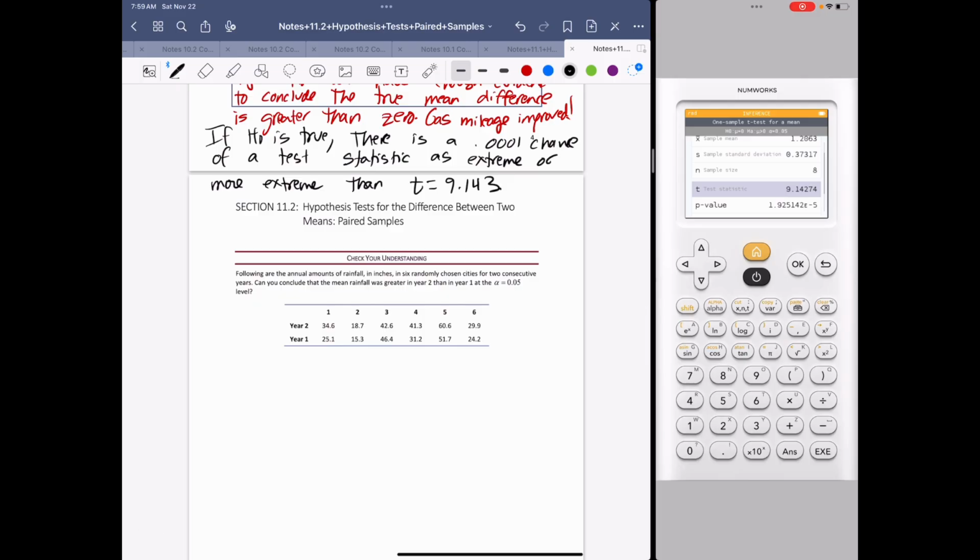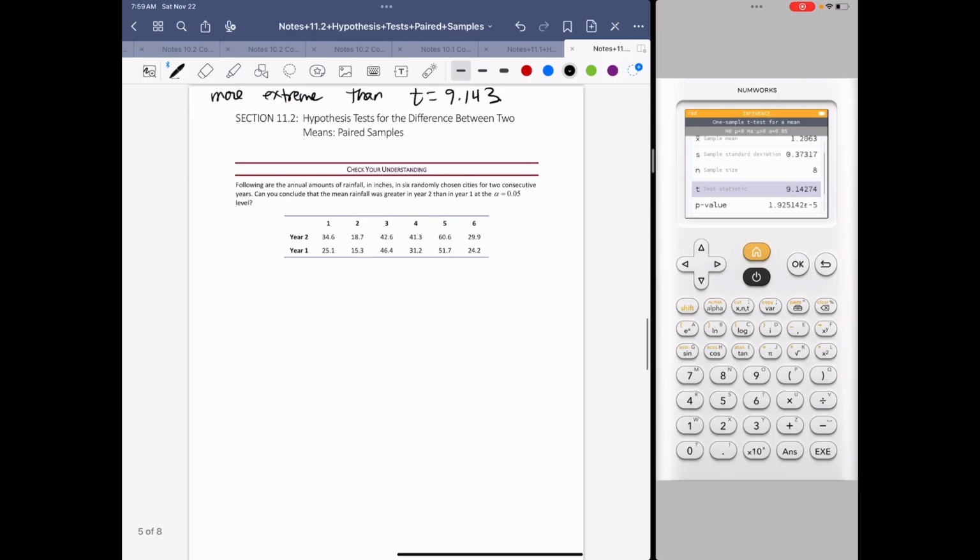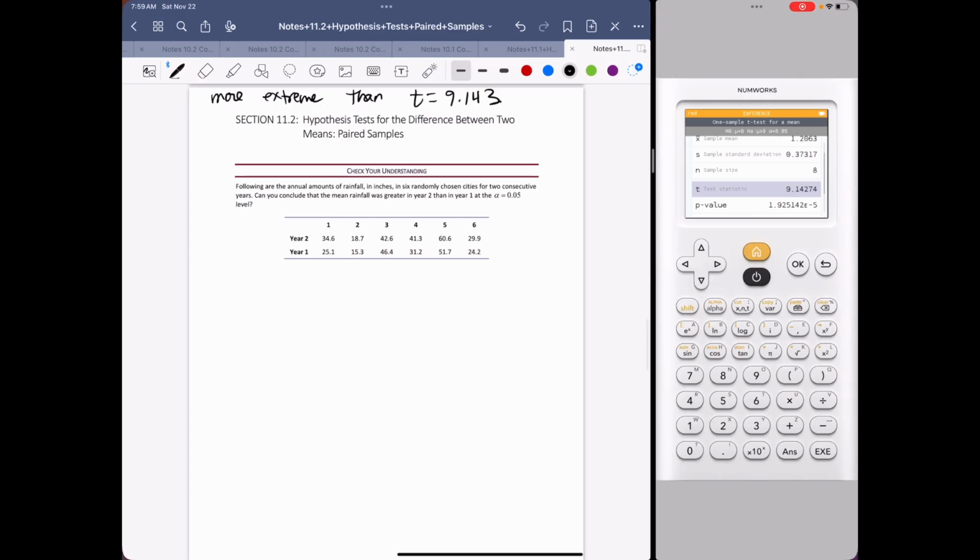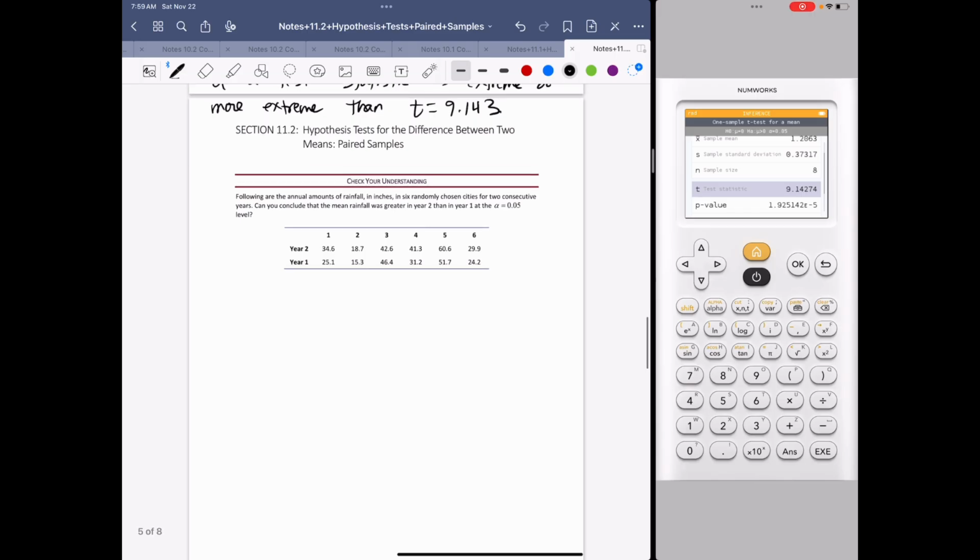And what I want you to look at with this one, I'm just going to talk about how to set it up. We're not going to actually do this one, but I want you to look at it because this is the part on ALEKS sometimes it's going to be hard. It says, following are the annual amounts of rainfall in inches in 6 randomly chosen cities for 2 consecutive years. Can you conclude that the mean rainfall was greater in year 2 than in year 1 at the alpha equals 0.05 level? Now, here's what I'm going to do.